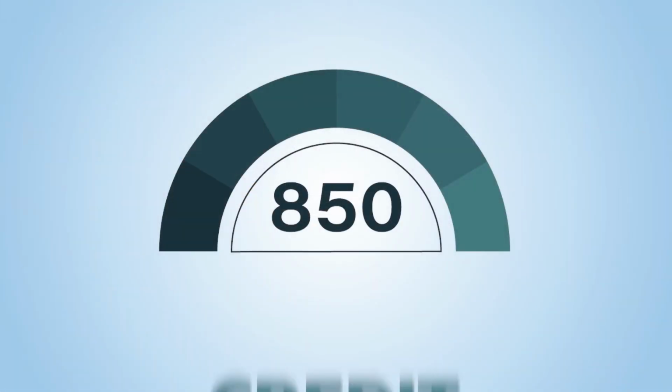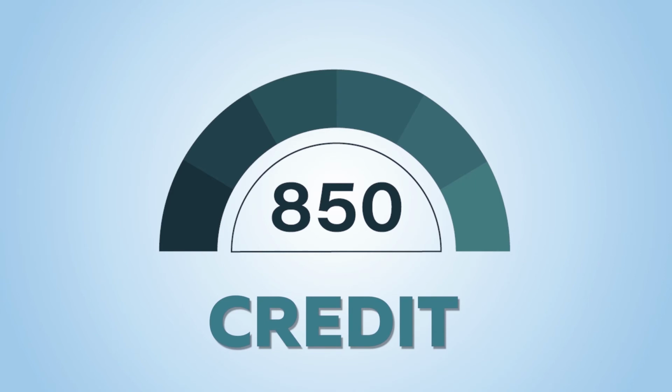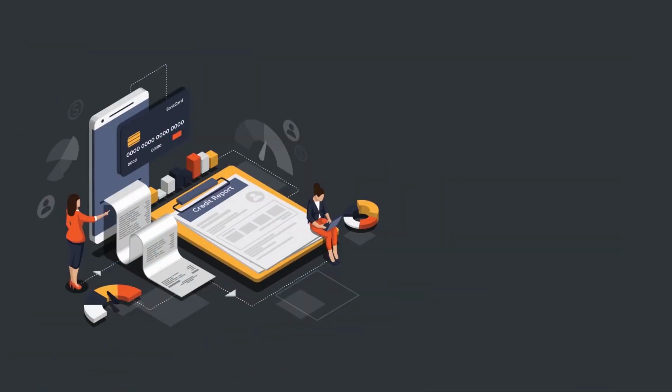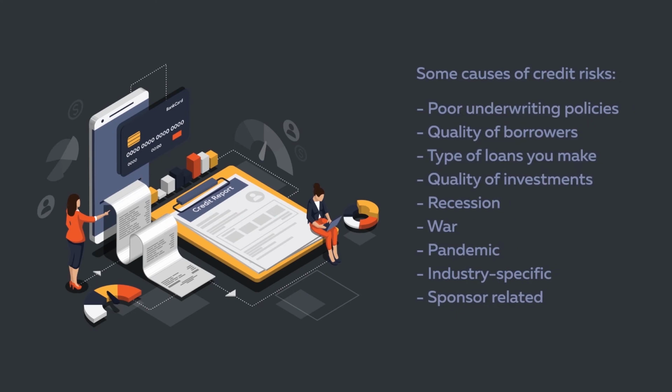Credit risk is the second. This is the risk that credit unions won't be able to recover money from a loan or investment. Some causes of credit risks include poor underwriting policies, quality of borrowers, types of loans you make, quality of investments, or the strength of the issuer. It could also be impacted by a recession, war, or pandemic. It could also be industry-specific or sponsor-related. All of these things should be considered when making credit decisions.